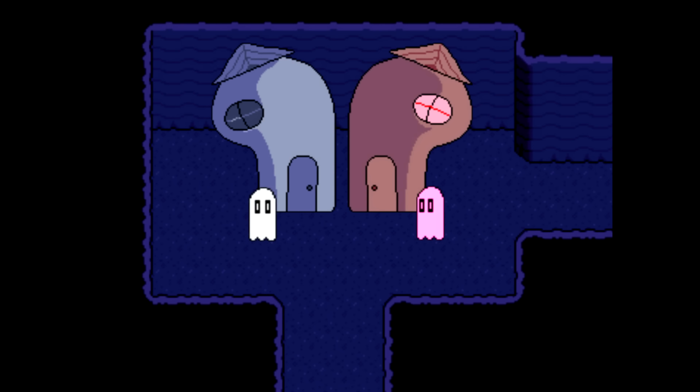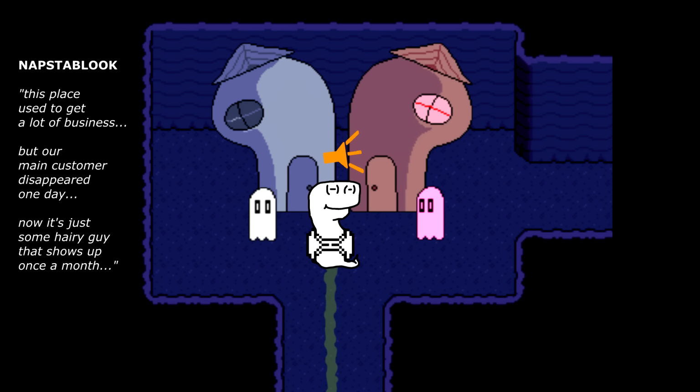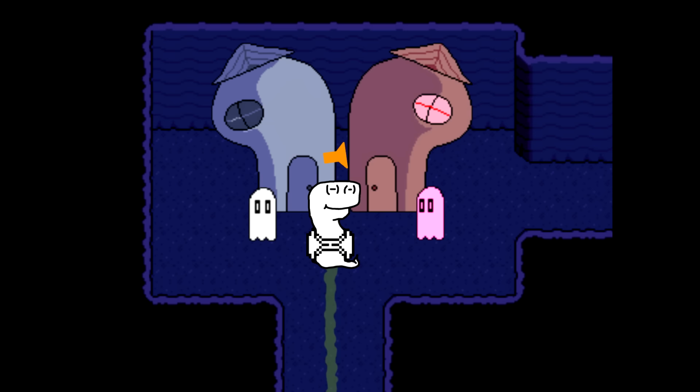But coming back to the ghosts, how long have they lived in the underground? I theorise that they have been here for at least longer than the monsters, as GasterBlook, the shut-in, states this place used to get a lot of business, but "our main customer disappeared one day. Now it's just some hairy guy that shows up once a month." Now, the main customer is the queen and the hairy guy is the king. Notice how GasterBlook, who has never been so far as the ruins and waterfall, doesn't mention that they are king or queen. This implies that he doesn't know they are king or queen.